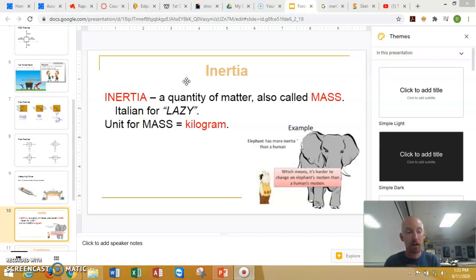So if you sit on your butt a lot and eat pizza, like some of us have been doing during the shutdown, then you're going to have more mass.